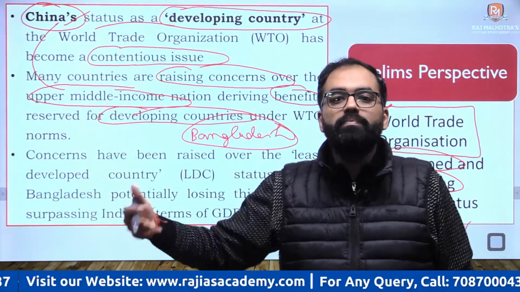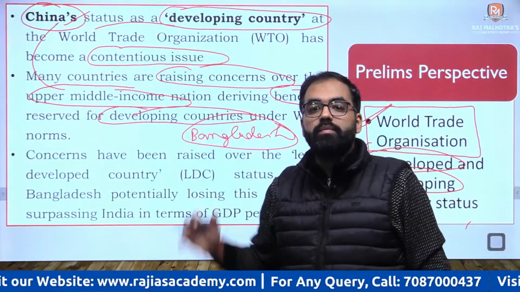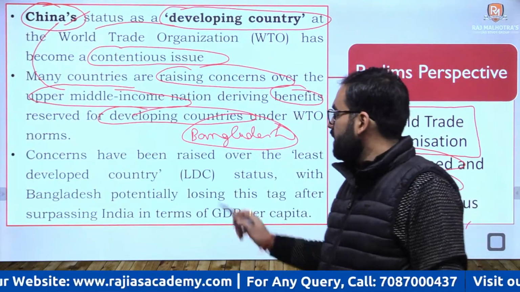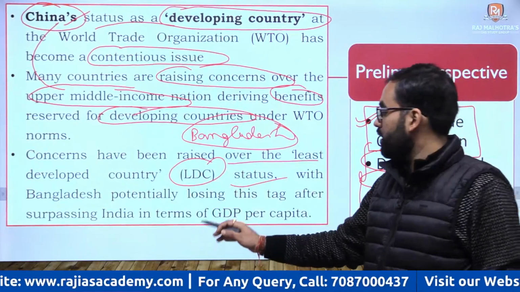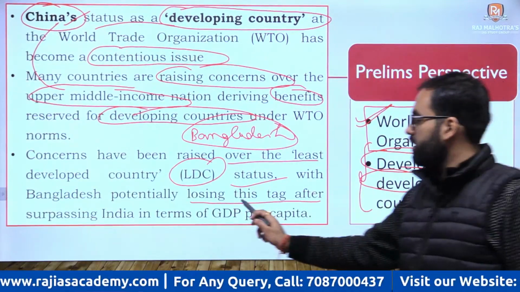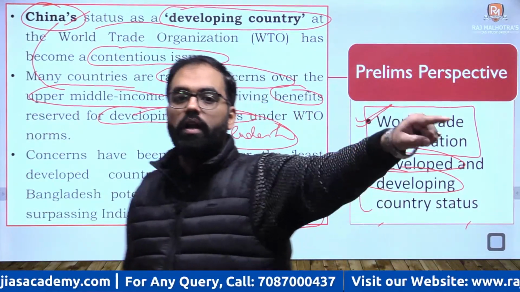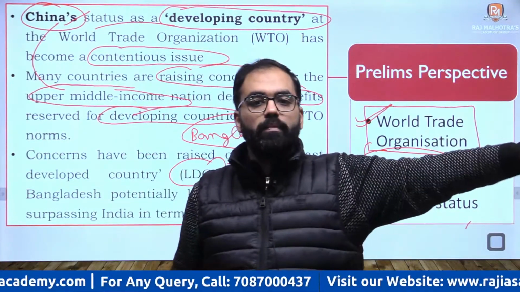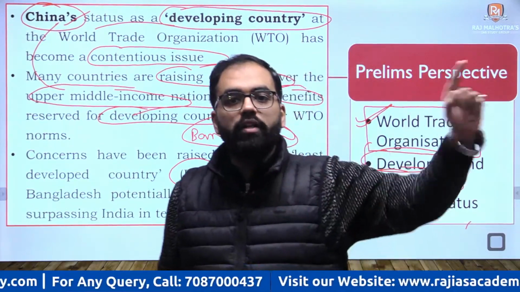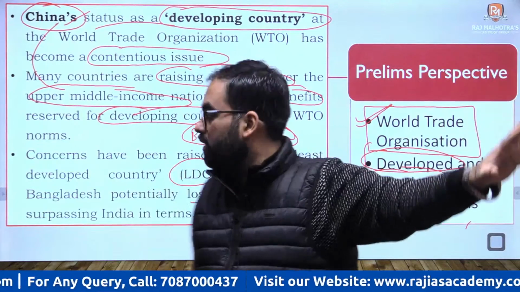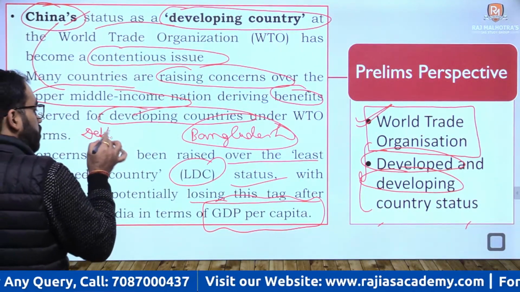So that certainly is bound to raise questions, and the questions which are harder to be answered by the Chinese, right? Then these concerns have been raised over the least developed country status, with Bangladesh potentially losing this tag after surpassing India in terms of GDP per capita. So now you compare, on the one hand, countries like Bangladesh, which earlier were a part of the LDC, that is the least developed countries, and on the other hand, a China which is laying debt traps for most of the countries in the world.